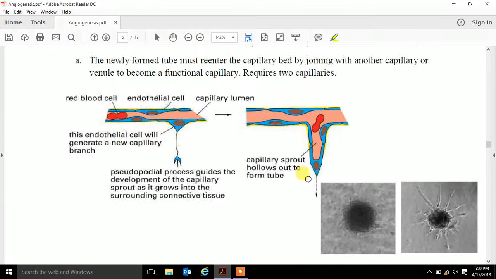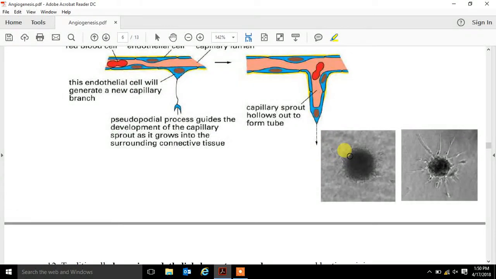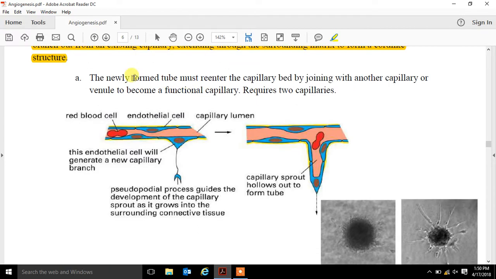And this is one of the cooler images I think we have in this class. Here's a cross-section of a capillary. And then if we apply VEGF, which we're going to talk about in a second, to this capillary, you can start to see the sprouting occur. And these are these little sprouts extending out to expand the capillary network. So these newly formed tubes must enter the capillary and basically bind with another capillary venule to become very functional.